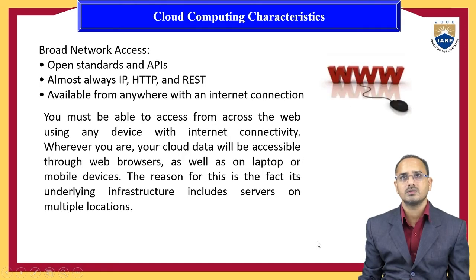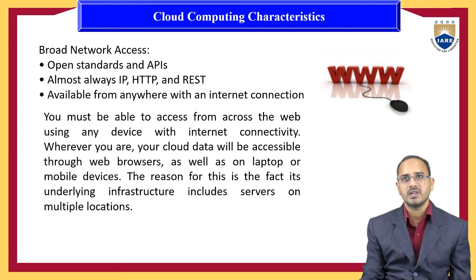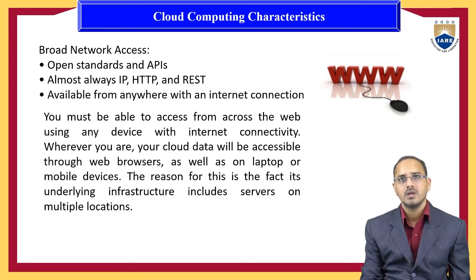Now let us move on to the next one, which is the broad network access, where the broad network access is successful with the help of open standards and APIs. APIs stands for application programming interfaces, as you know, and almost always we have the internet protocol, HTTP and REST protocols for usage, available from anywhere with an internet connection, right? So you must be able to access from across the web using any device with internet connectivity.